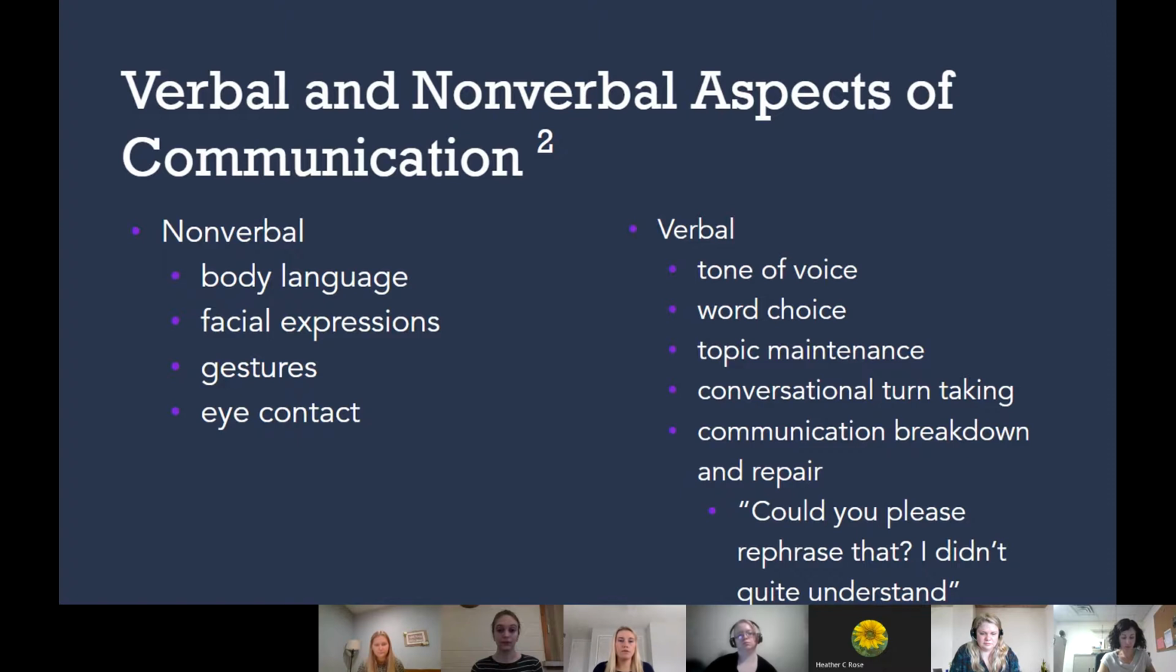So here are some verbal and nonverbal aspects of communication. We already discussed a couple of those nonverbal aspects, like body language, facial expressions, gestures, and eye contact, a few slides ago. And here are some aspects of verbal communication to consider, such as tone of voice, word choice, topic maintenance, and conversational turn taking with others. And again, we are going to dive deeper into these aspects a little later on in the presentation.